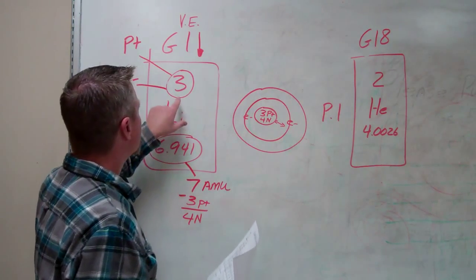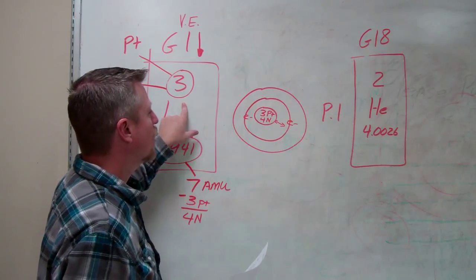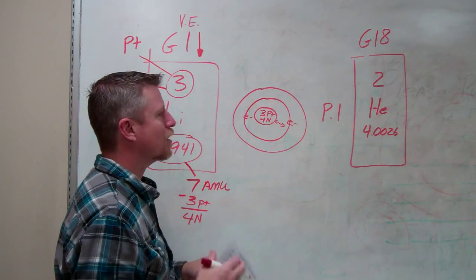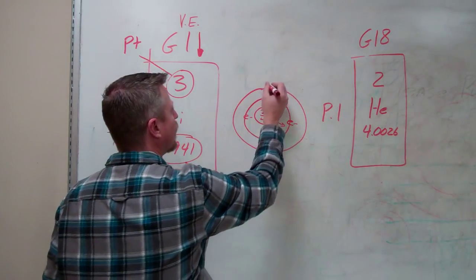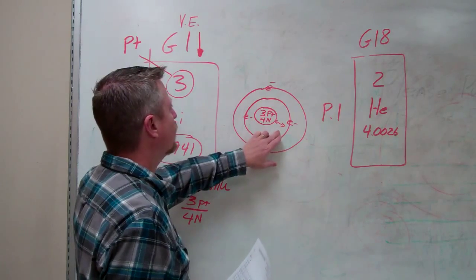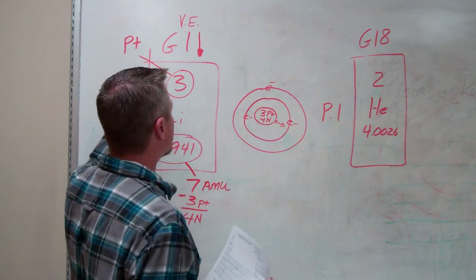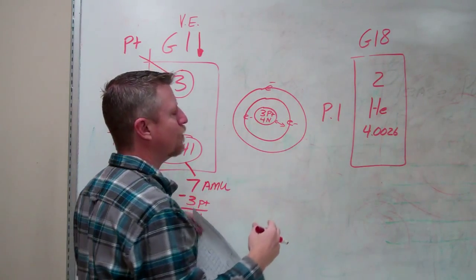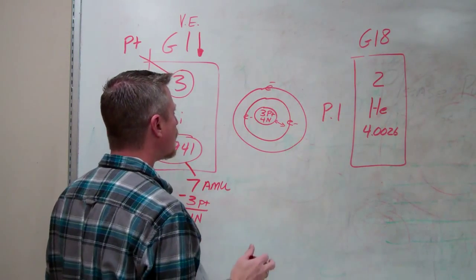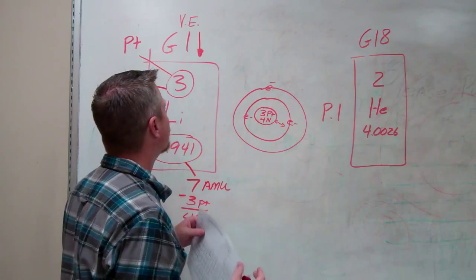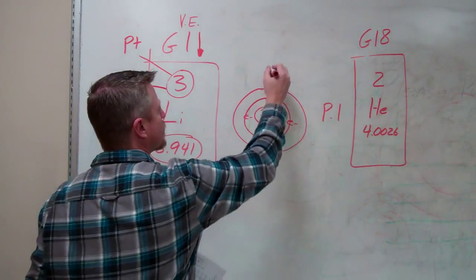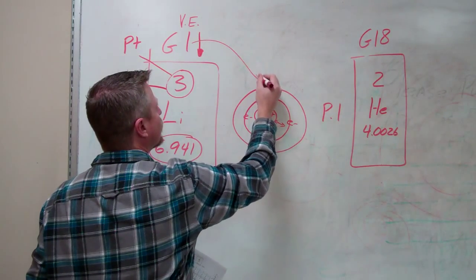Now, how many total electrons do we have? We have 3. But once this ring gets full, the next electron has to go to the next ring. So we'll put it right here. Okay, so we have 3 electrons. We have 3 protons. Remember, those had to equal each other to make it a neutral atom. We have 4 neutrons. And if we look, and we can check ourselves, because group 1 tells me that there should be only 1 electron in the outside ring, and that's true.